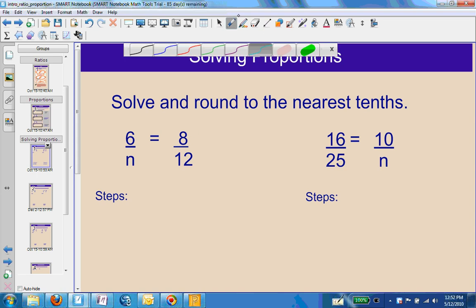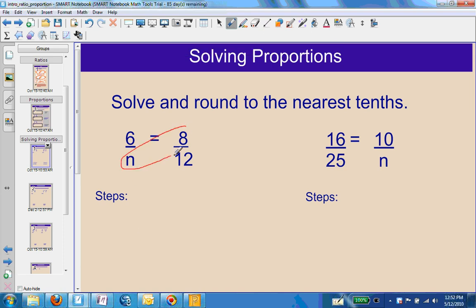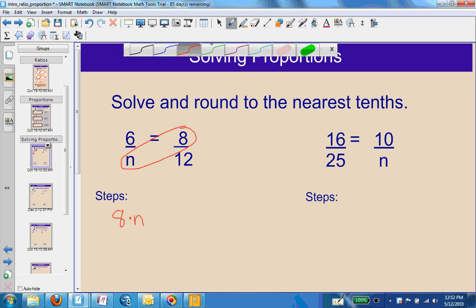So for example, here I know that 6 times 12 and 8 times n must equal each other. I like to start by multiplying whatever has the missing variable, because I like my variable on the left-hand side. So the missing number is n. I'm going to multiply that first. And then I'm going to multiply 6 times 12.